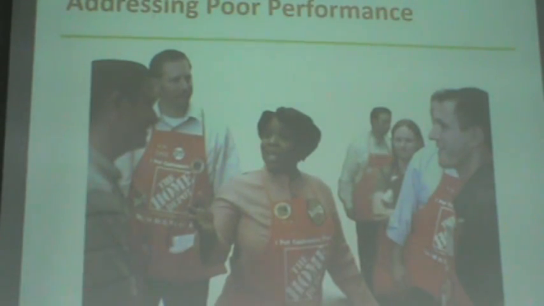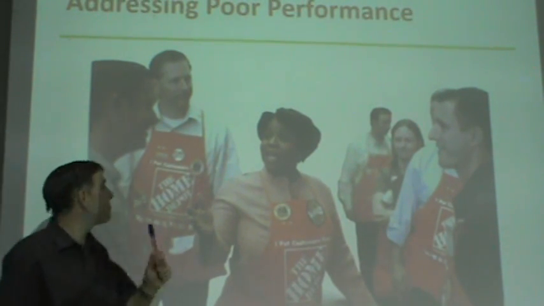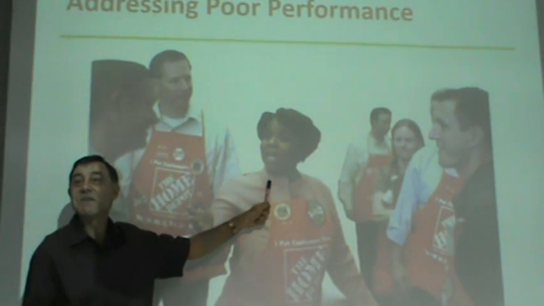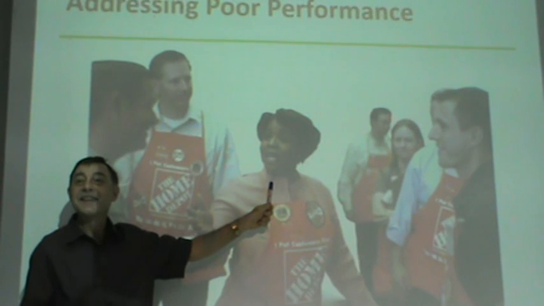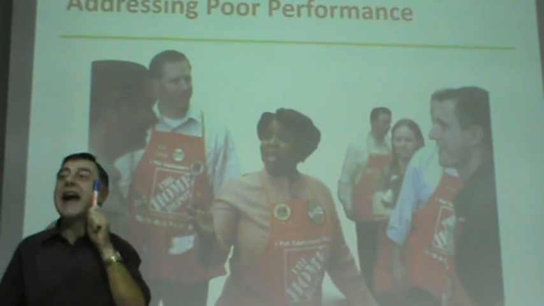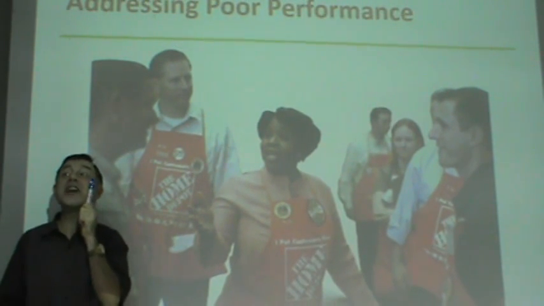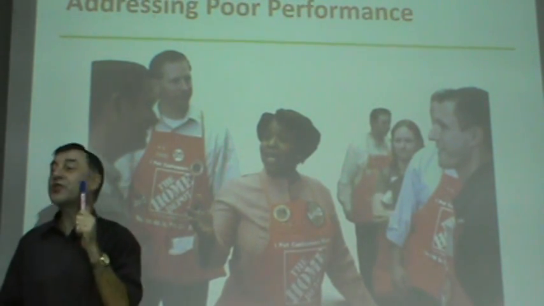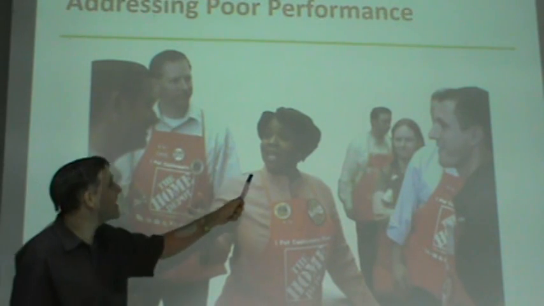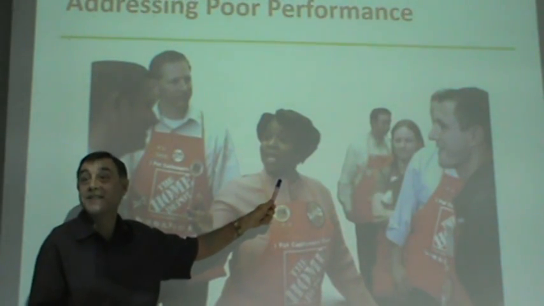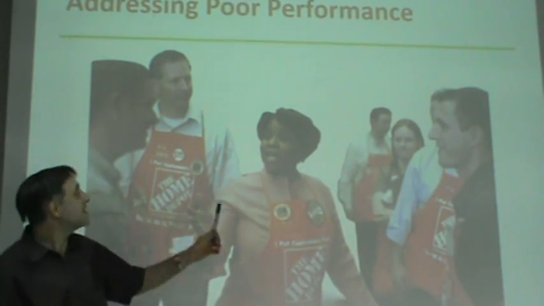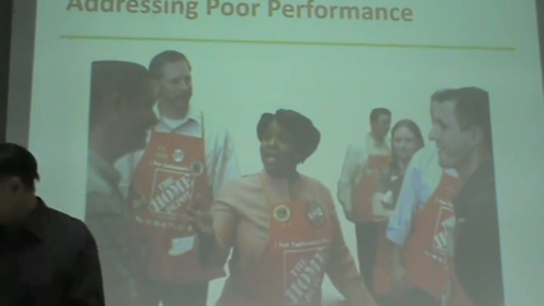Addressing poor performance. You see, here it is. You got a poor performance, you got a black person in the middle. This is how images are created, and they're created in such a way. Now in this case, she may be the manager. She may be the best working person. But this is how the picture is created.